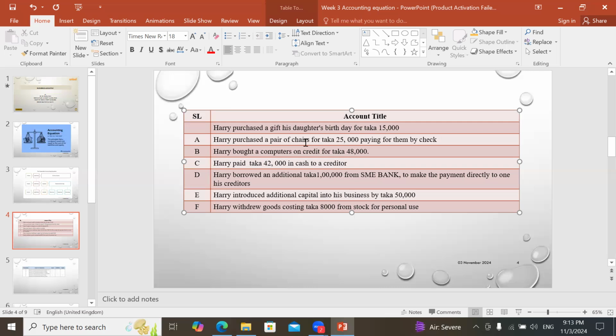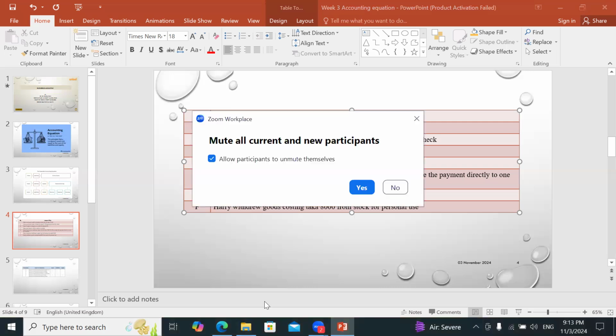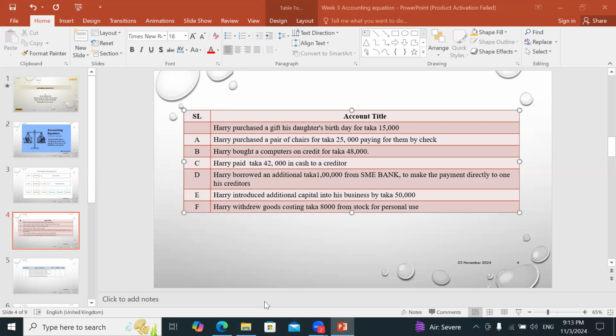So is the asset increasing or decreasing? The asset increases. Purchase of the chairs, a pair of chairs. Chairs are an asset. Does the asset come in or go out? You purchased the chairs, so they come in. Coming in is plus or minus? Increase, plus.